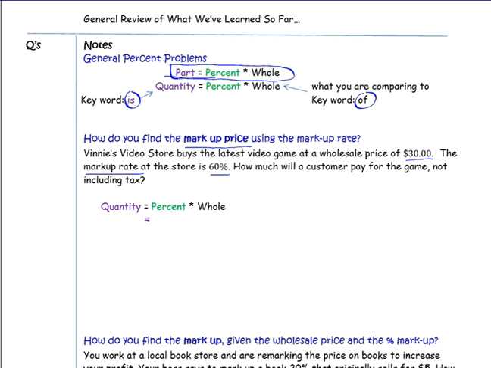So we start out with our quantity equals percent times whole formula. And our selling price is going to be the quantity. And the percent, now if it's going to be marked up 60%, that means you have to mark it up from 100%. So the percent is 100% plus 60%. So you want to remember to add that to 100 for a markup. Then the whole is the wholesale price.